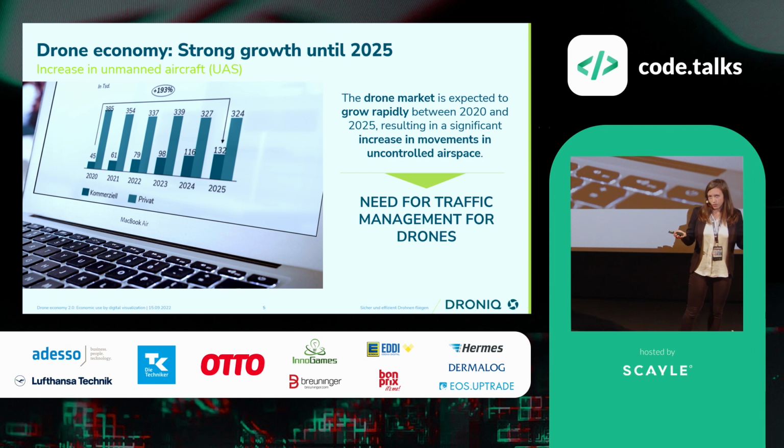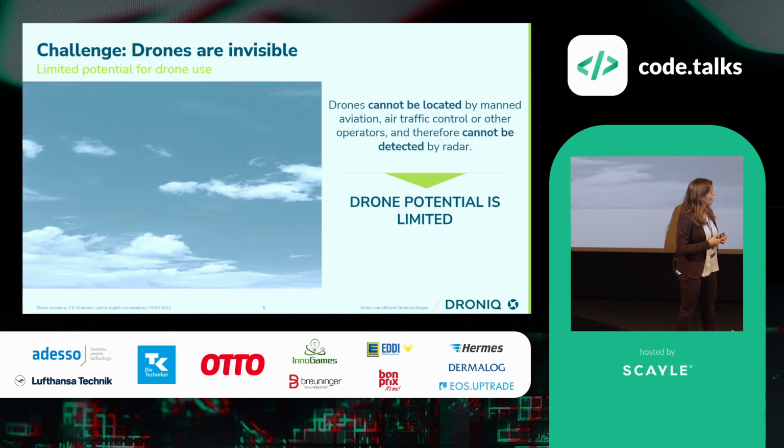So we don't want those accidents, we don't want those headlines, because then the drone economy is going down pretty fast, we think. So we need a traffic management system for drones. And the crucial part is the visibility, because do you see the drone? No. So you need to see it on a screen electronically.